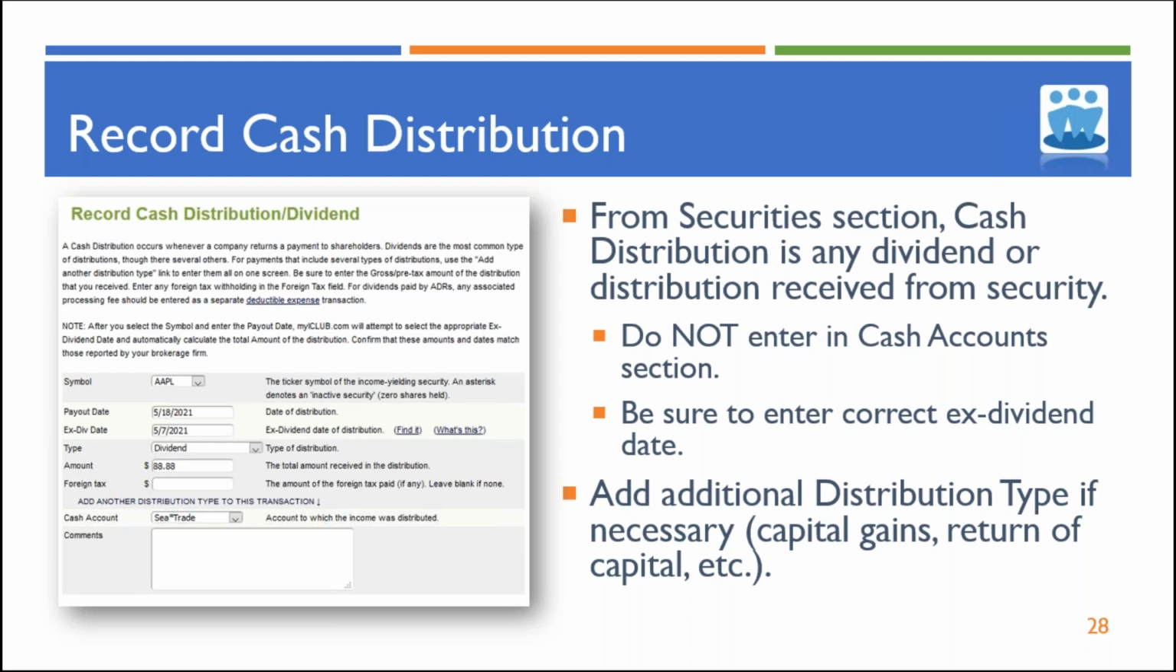Now, as I mentioned, a distribution might be a dividend, but a distribution might also include other types of distributions, such as capital gains, short-term, long-term, return of capital, interest, etc. So if a security pays a distribution that includes capital gains or return of capital, you can add them to this screen, the subcategories, by clicking on the add another distribution type to the transaction link at the bottom. So this is common for securities like real estate investment trusts.